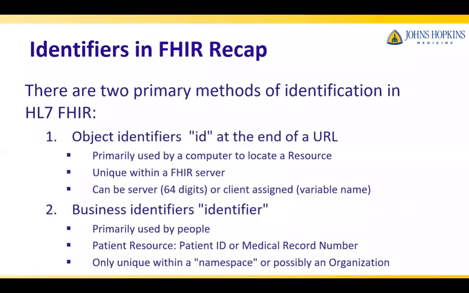object identifiers. The second type of identifier is the business identifier, and that's what people are going to use. The most common one is the patient ID or medical record number, but remember that that patient ID is only unique within a namespace or possibly an organization.